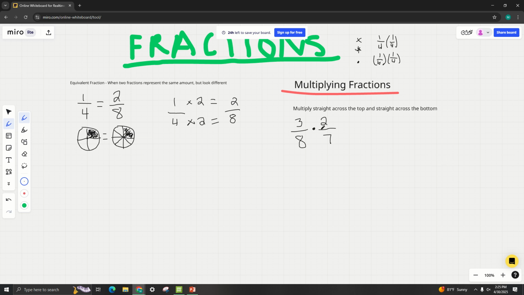3/8 times 2/7. So all I do is multiply straight across the top, my numerators. 3 times 2 gets me 6. And then I multiply straight across the bottom, my denominators. 8 times 7 is 56. And just for the sake of not getting too confusing, I'm going to leave it straight as this: 6 over 56. 6/56.